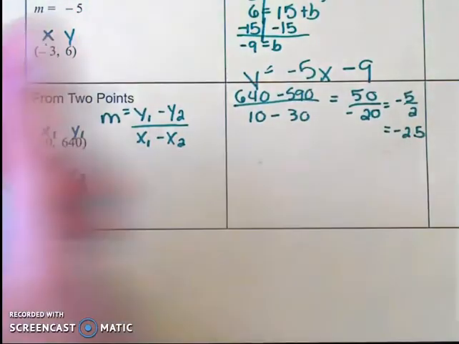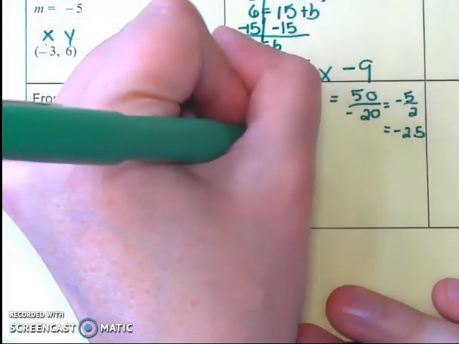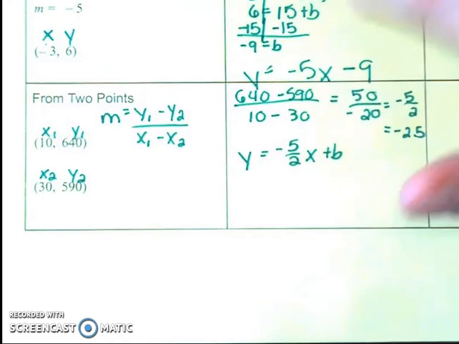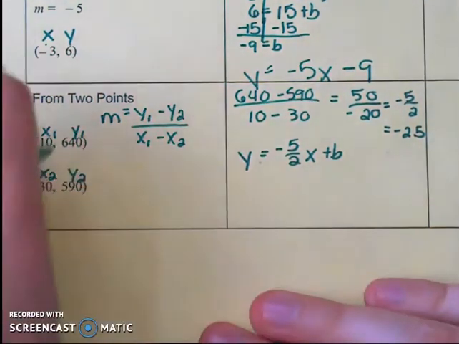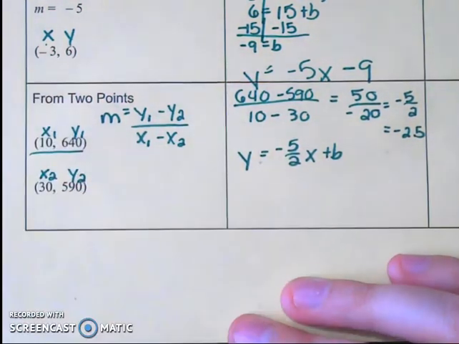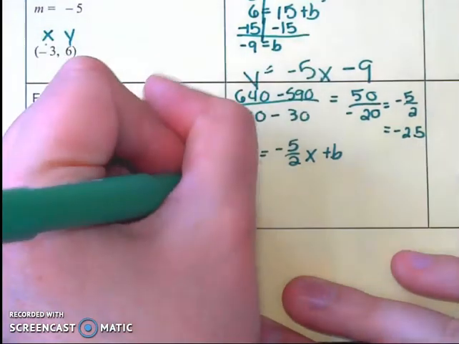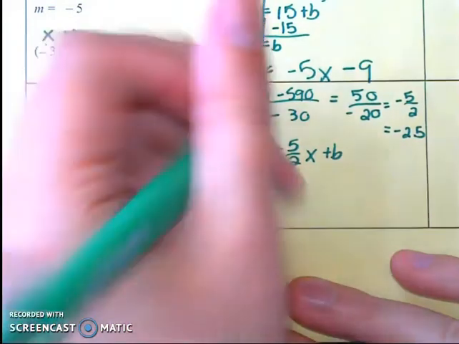Now, this is my slope. That means it's going to be y equals negative 5 over 2 x, and I don't know b yet, so plus b. But again, we're going to go back to the method that we used up here and pick one of the xy points. I'm going to pick this one. You could pick this one, that's fine too. So wherever I see y, I'm going to put 640, and wherever I see x, I'm going to put 10.